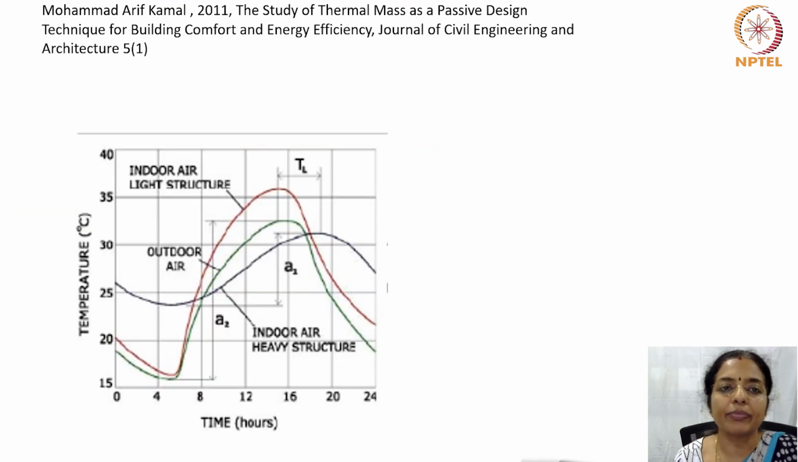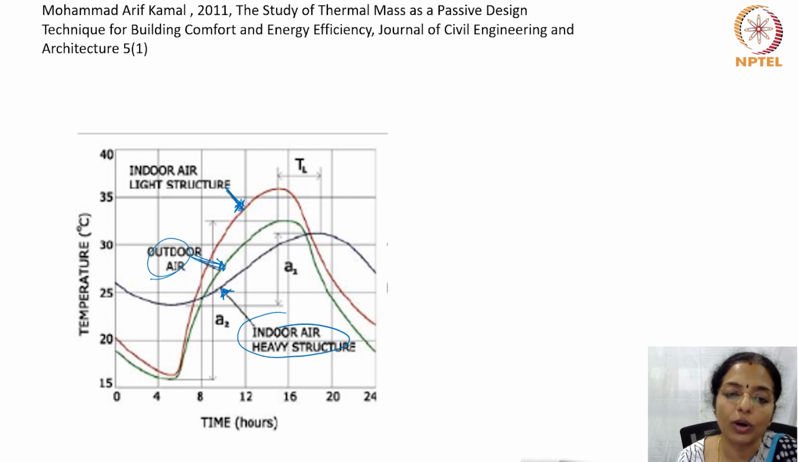Another study by Mohammad Arif Kamal on the study of thermal mass as a passive design technique for building comfort and energy efficiency was done. And in that study, it was found that if this is the outdoor air, for a light structure, the temperature of the indoor air was always higher than the outdoor air, and the indoor air of a heavy structure, or a structure which has high thermal mass, was lower than the outdoor air.